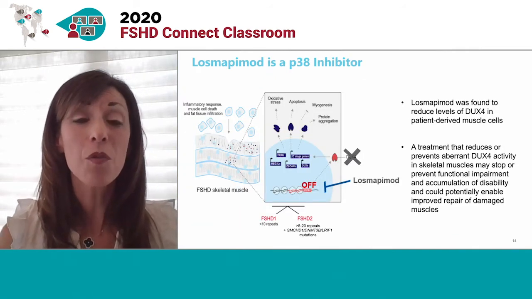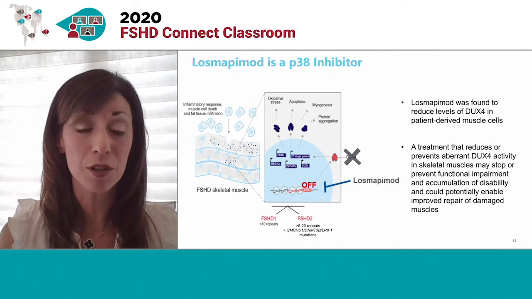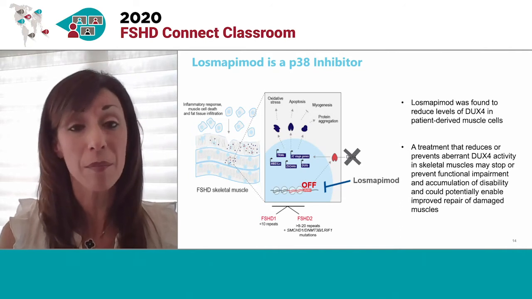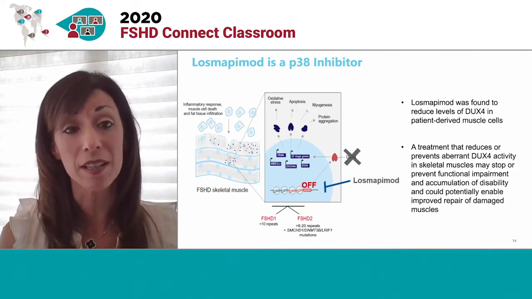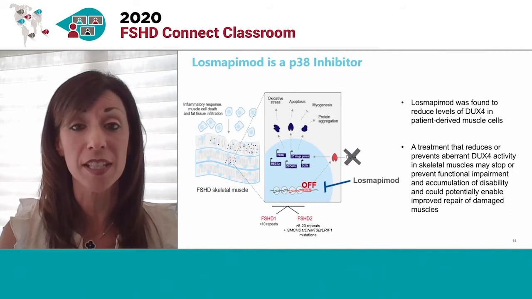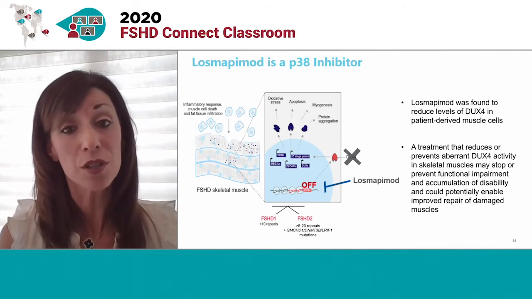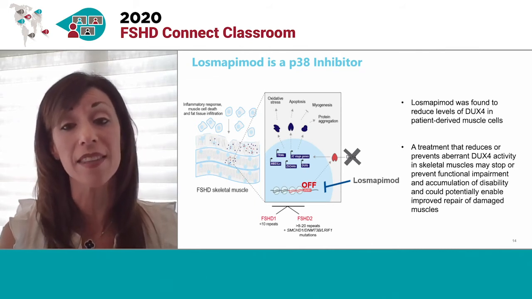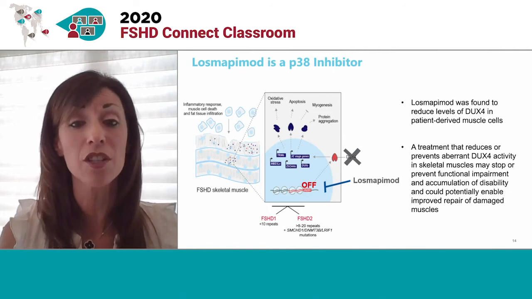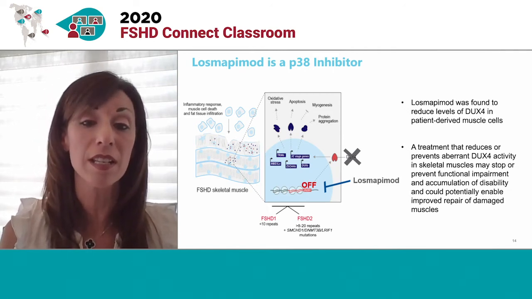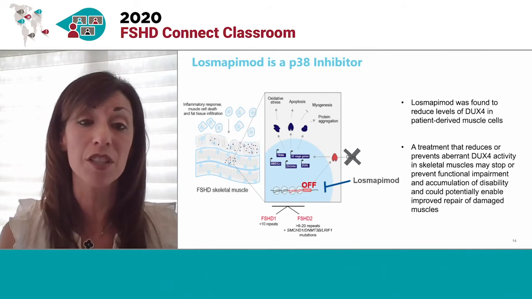And so one of the P38 inhibitors that we identified was losmapimod. There are several P38 inhibitors that we evaluated as a potential for development for the treatment of FSHD at its root cause. And we did find that P38 inhibition did reduce levels of DUX4 in patient-derived muscle cells. And the thinking is that this reduction may stop or prevent functional impairment and accumulation of disability that can potentially enable improved repair of damaged cells.